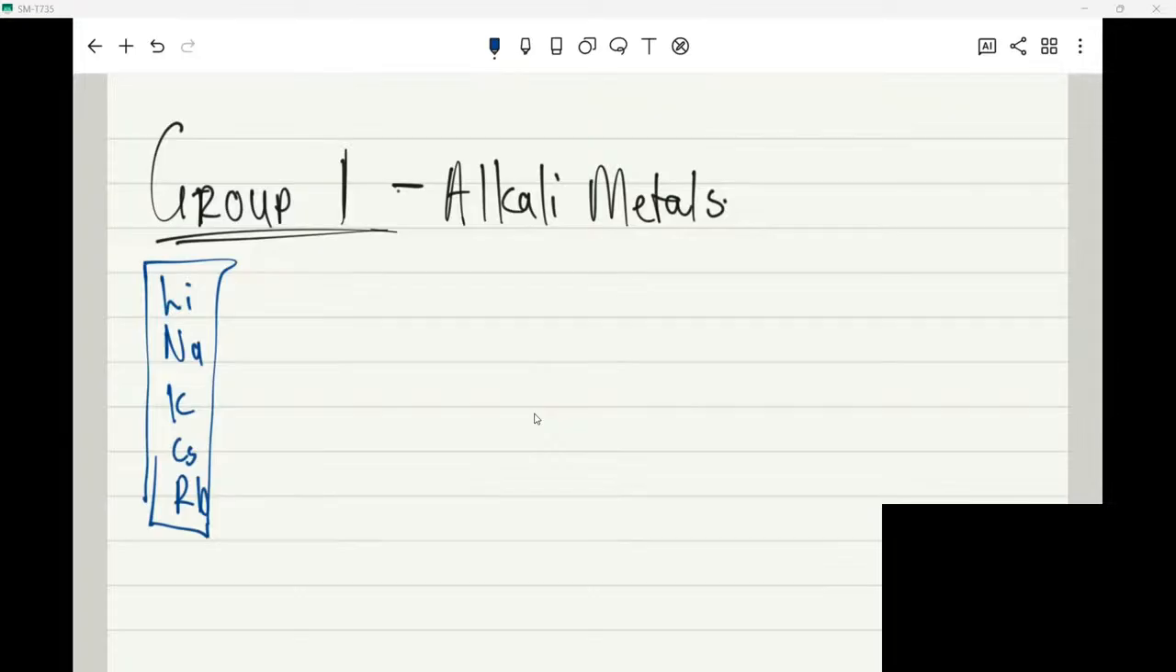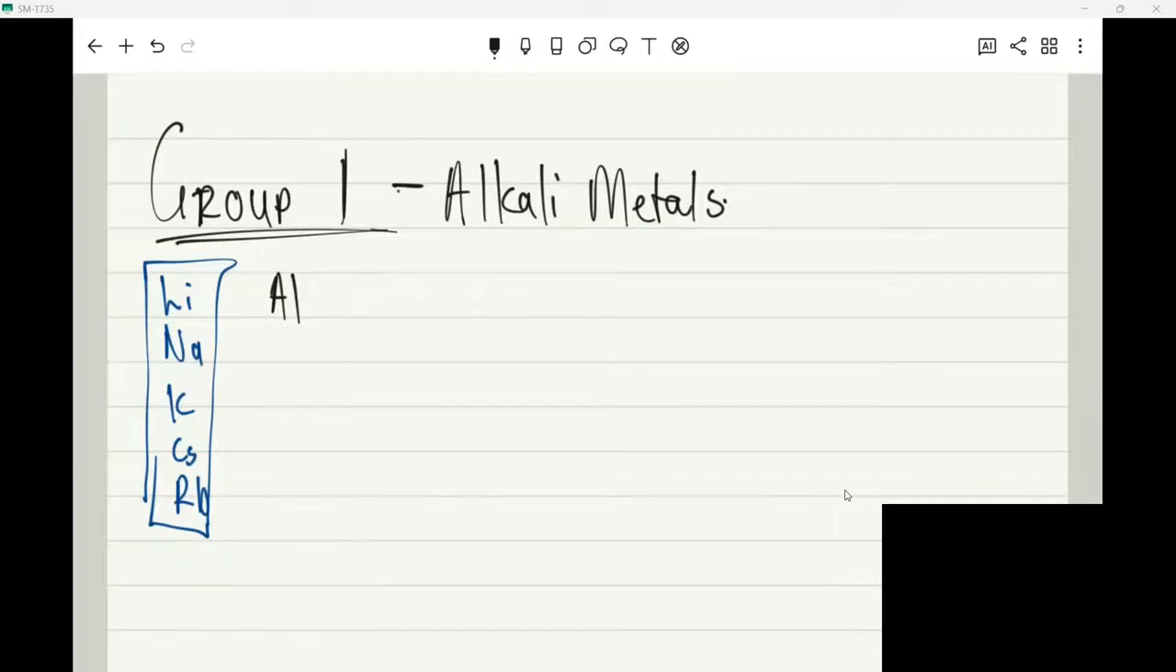Because they're extremely reactive, they react with both air and water. Let me write that statement for everyone to know: group 1 metals, the alkali metals, are very reactive. They react with air and water, which is always around us.